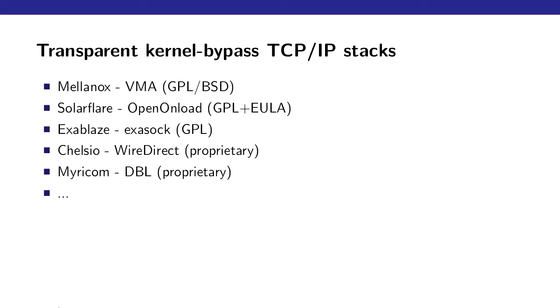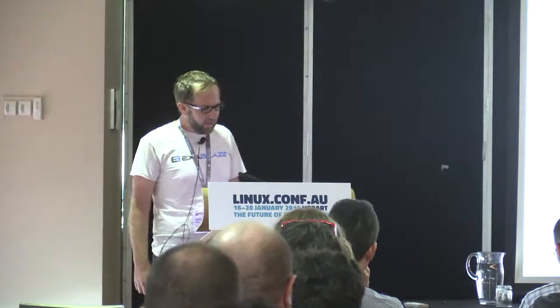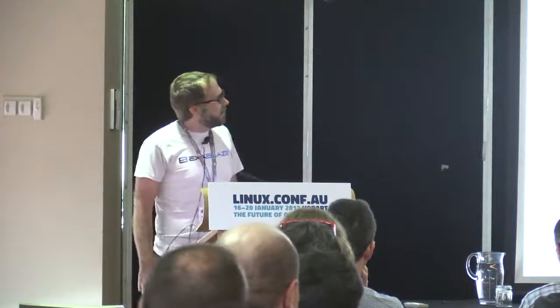So WireDirect and DBL are proprietary. The other three are various degrees of open source. Mellanox, in the last couple of years, has opened up VMA, which is really nice. They've got a dual GPL BSD license on that now. OpenOnload has an interesting combination of GPL and EULA.